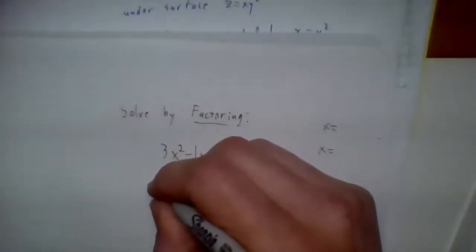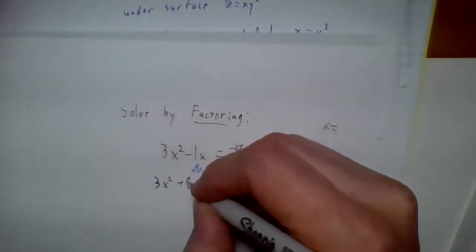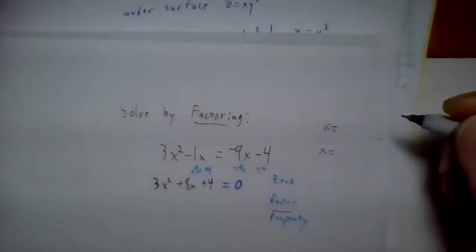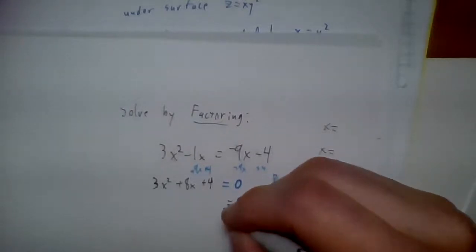3x squared. Those combine to a positive 8x, and I've got a plus 4. So that thing is supposed to equal 0. The next step is to factor that thing now. So this is the right point to do the factoring stuff. I'm going to keep the 0.